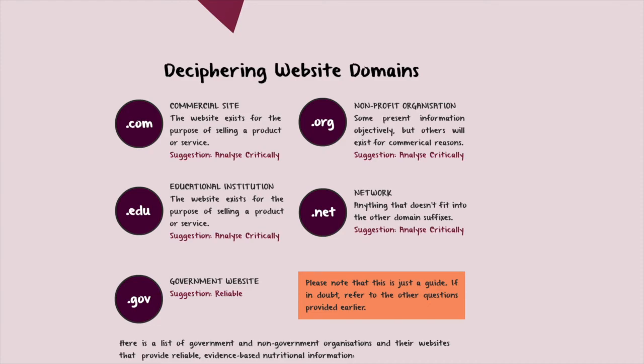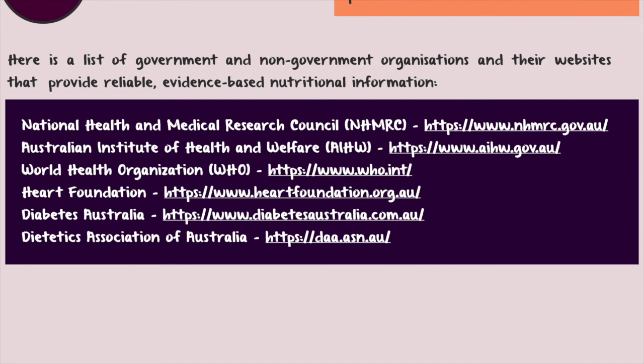Here is a list of government and non-government organisations and their websites that provide reliable, evidence-based nutritional information. These include the National Health and Medical Research Council, NHMRC, the Australian Institute of Health and Welfare, AIHW, the World Health Organization, or WHO, the Heart Foundation, Diabetes Australia, and the Dietetics Association of Australia.